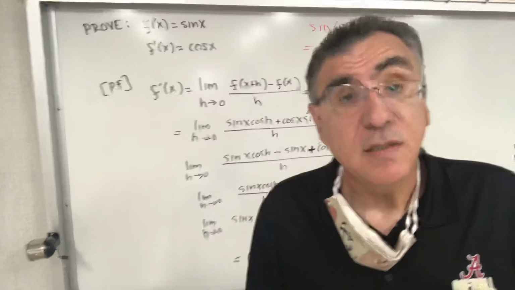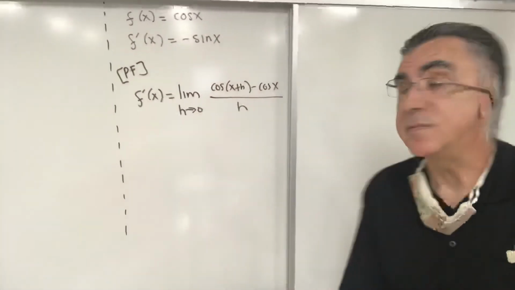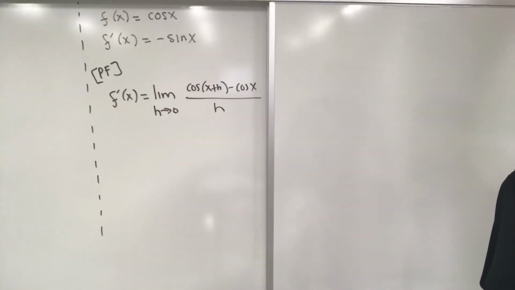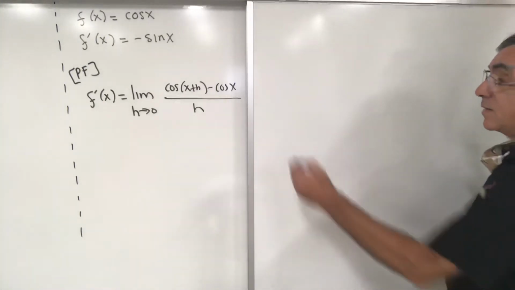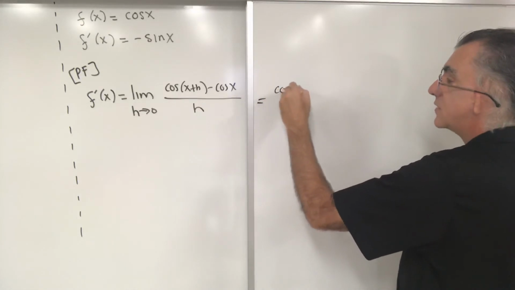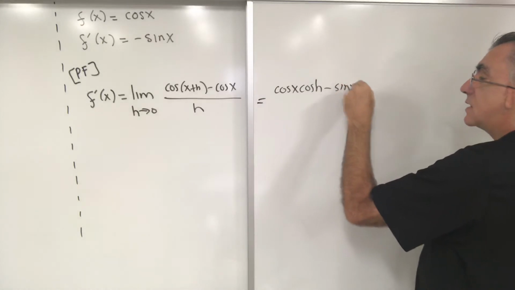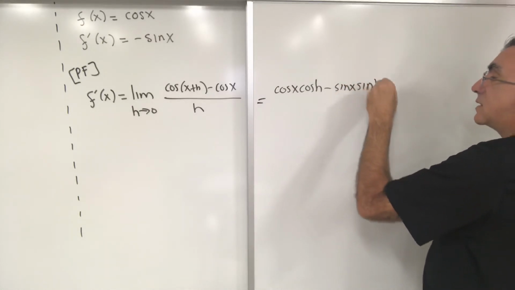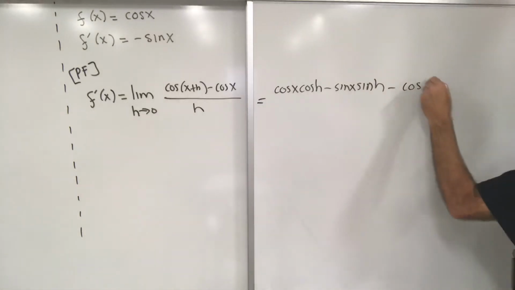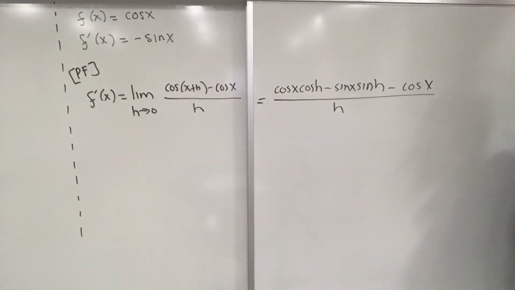Let's do cosine real quick. It's a very, very similar proof. When you do this one, this time when you use the sum and difference formula, you've got to use the minus cosine x all over h.